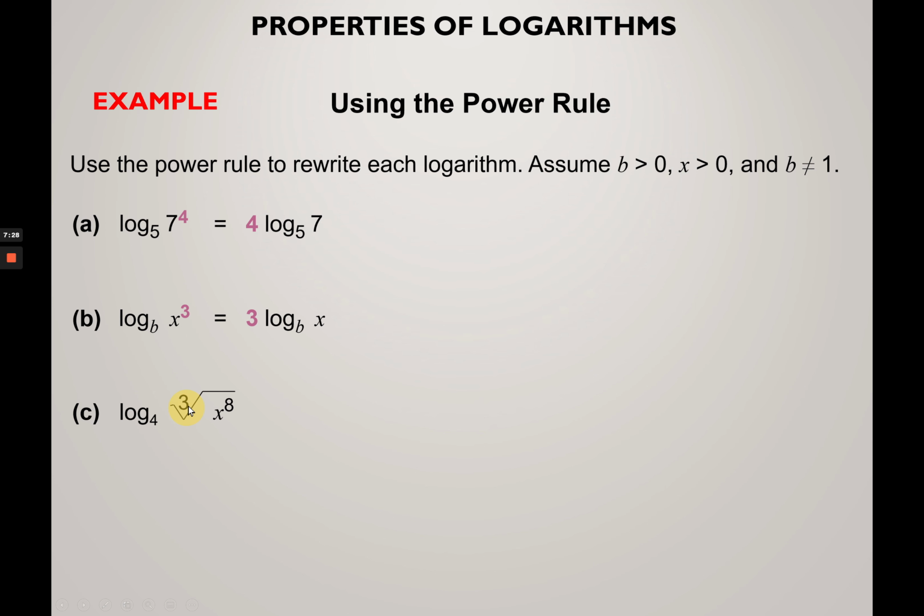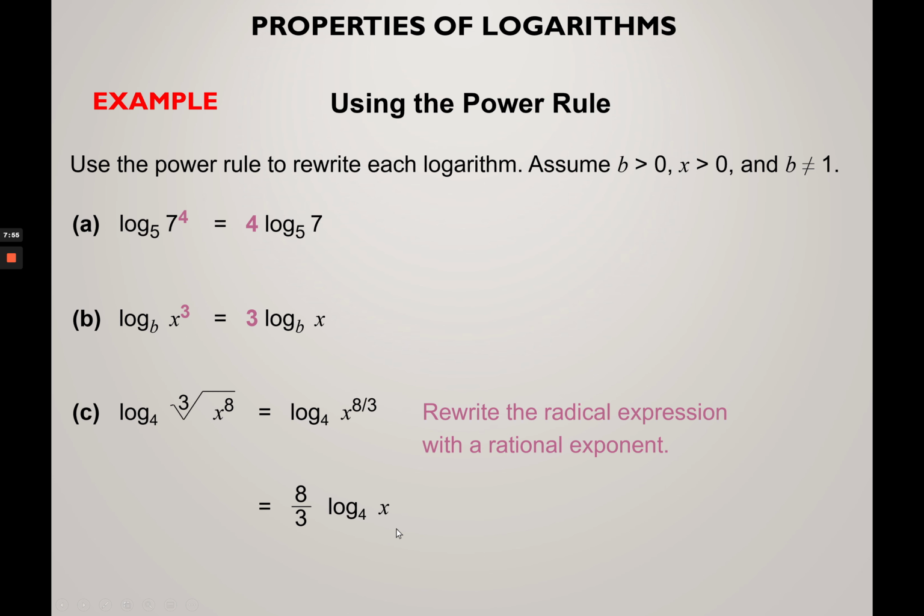Next, if you have a radical expression, what you can do is to rewrite this into exponential, rational exponent, power over root. So you have logarithm base 4 of x to the power of 8 over 3. 8 is power, 3 is root, power over root. And now, since this is the whole power, we can write it in front of the logarithm according to the power rule. And that's it. You have the final answer, 8 over 3 times the logarithm base 4 of x. That's your power rule.